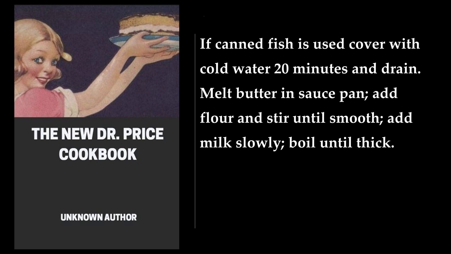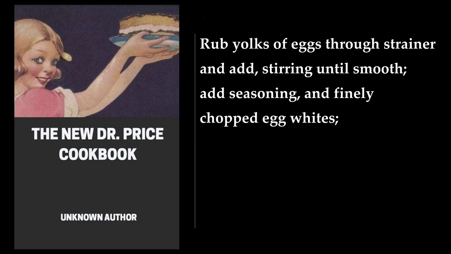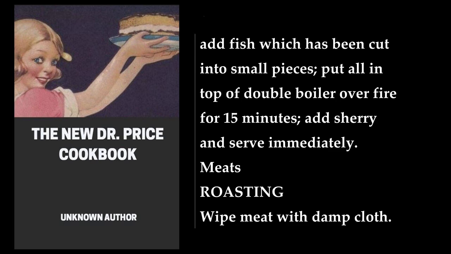Melt butter in saucepan, add flour and stir until smooth, add milk slowly, boil until thick. Rub yolks of eggs through strainer and add, stirring until smooth, add seasoning, and finely chopped egg whites. Add fish which has been cut into small pieces, put all in top of double boiler over fire for 15 minutes, add sherry and serve immediately.